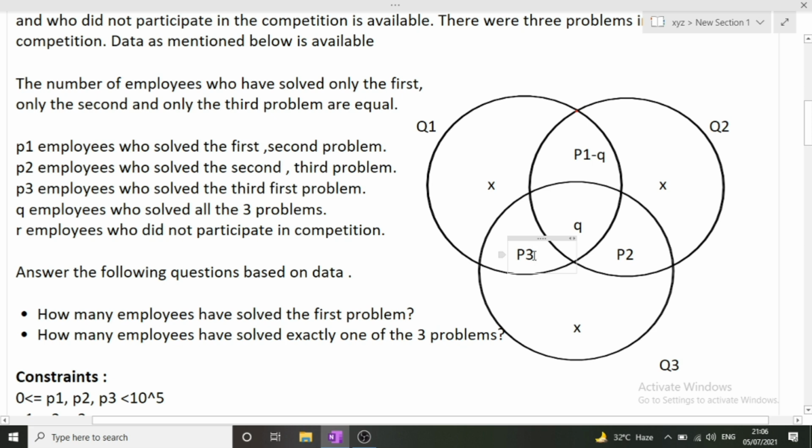Similarly, for the people who solved only question 1 and question 3, the sector represents P3 minus Q. That is this particular sector. Just a second. See this cursor: this section represents the people who solved only question 1 and question 3, that is P3 minus Q, because P3 was this entire area plus the overlap. And similarly P2 represents the entire area of intersection between question 2 and question 3, so P2 minus Q represents those candidates who solved only question 2 and question 3 and not question 1.